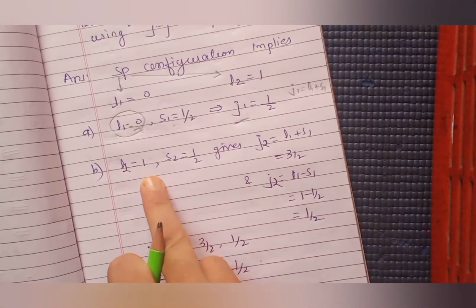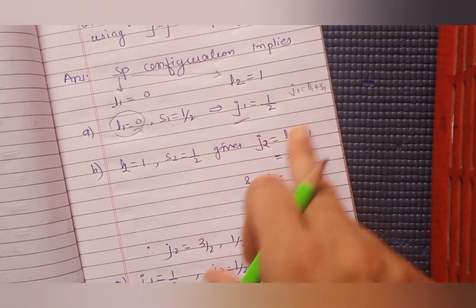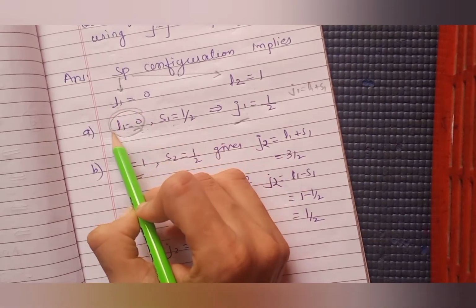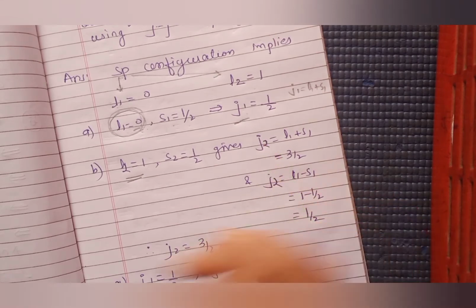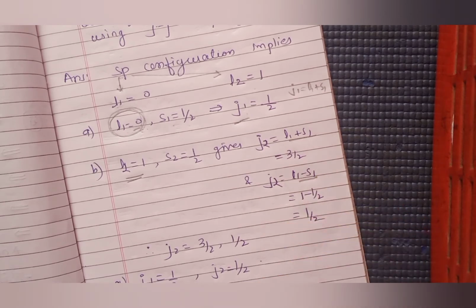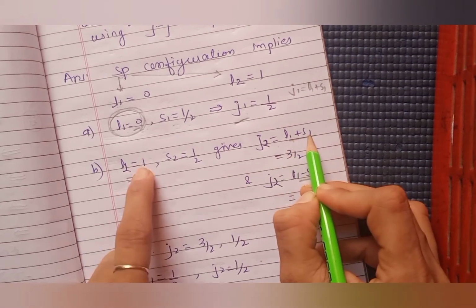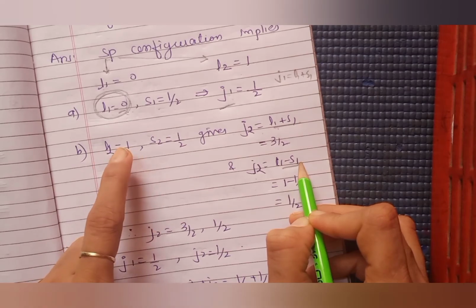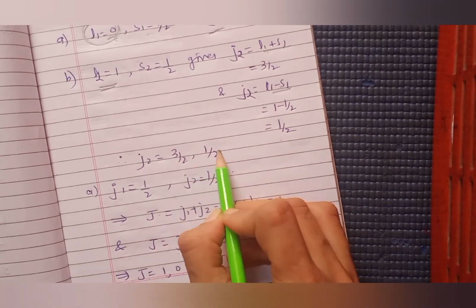When l2 is equal to 1, s2 is equal to half. So j2 will have two values, l2 plus s2 and l2 minus s2, because l2 is 1. So except for the l equals 0 state, except for S state, for all other states, j takes two values, l plus s and l minus s. This is very important while solving numericals. You will have to remember this. So j2 is equal to l2 plus s2, 1 plus half, that is 3 by 2. j2 is equal to l2 minus s2, that is 1 minus half, so it is half. So I'm getting two values of j2, 3 by 2 and 1 by 2.